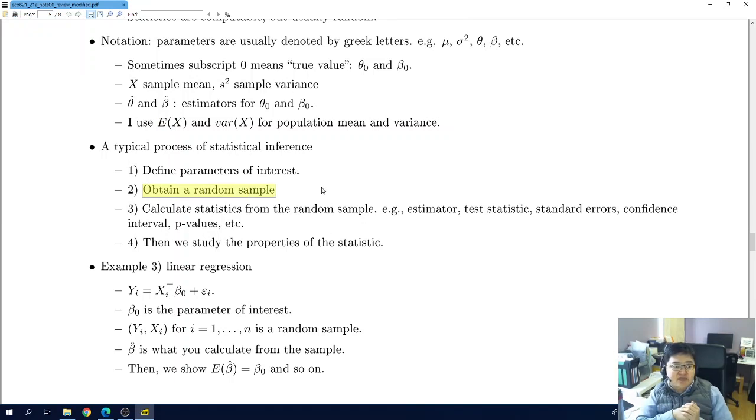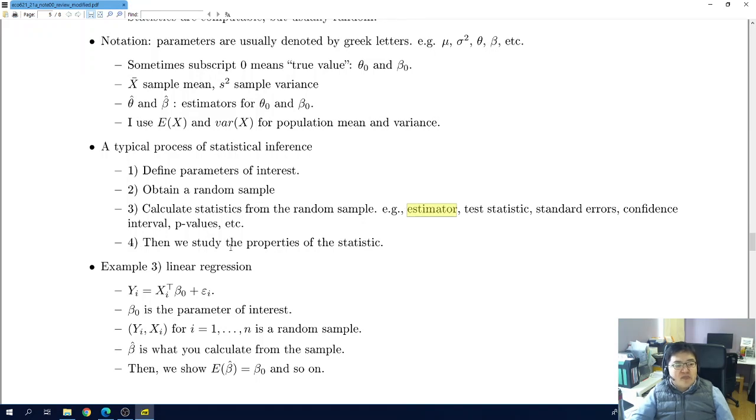You have to collect data, and the third step is to calculate some statistics, which is an estimator, from the random sample, like calculating the estimator or the test statistic or the standard errors, confidence interval, p-values, those guys. So based on your data, you have to do algebra. Then finally, statistics theory should follow. So you have to show that your estimator is, for example, unbiased, or that it is efficient or consistent, like that.